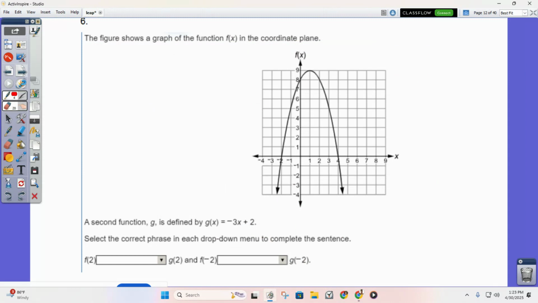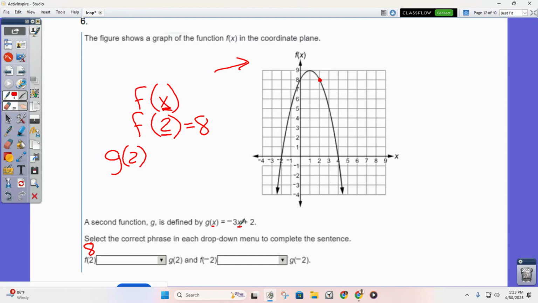F of 2 means I'm evaluating this graph when the x value is 2. Since it says f of x and I'm trying f of 2, that means when my input or x value is 2, what is the output? It would be 8. So I know that this value is 8. To find g of 2, I use this equation, and everywhere there's an x, I put a 2. Negative 3 times 2 plus 2 gives me negative 6 plus 2, which equals negative 4. So this would be 8 is greater than.